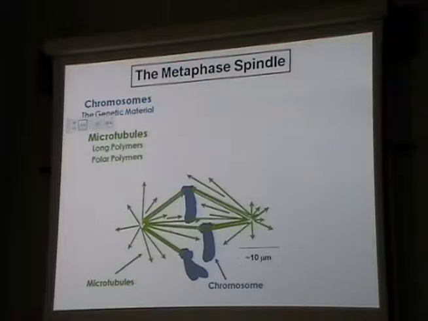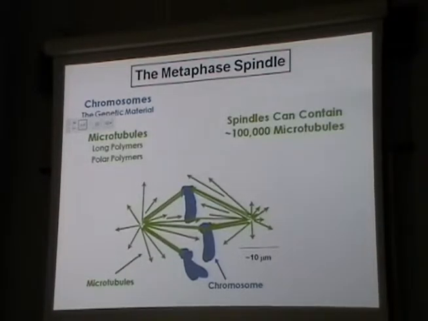One of these microtubules can be microns long. And every micron you have roughly 1,000 of these subunits. So it's a lot of subunits in one of these polymers. Spindles in different organisms are different, but the spindles I'm going to be talking about later on can have around 100,000 microtubules in them. So that's a lot of these polymers.